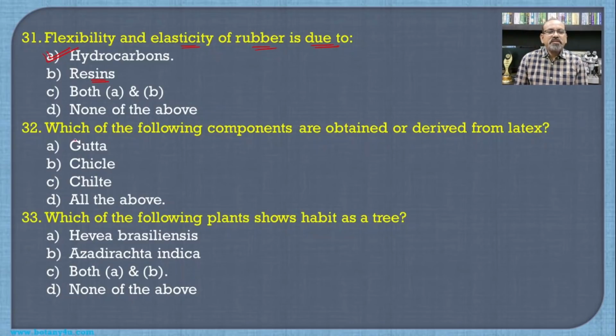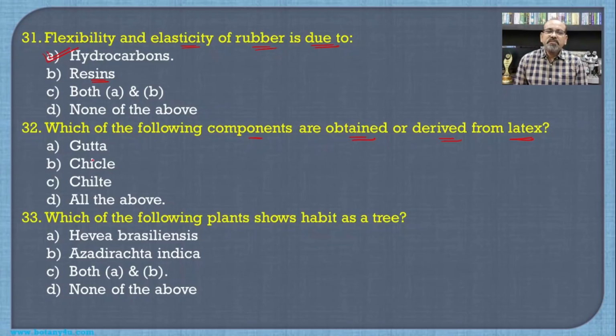Even though there is a presence of resins and proteins, they are not responsible for the elasticity or the flexibility of the rubber, and hence hydrocarbon becomes the answer for this question. Then, which of the following components are obtained or derived from the latex?